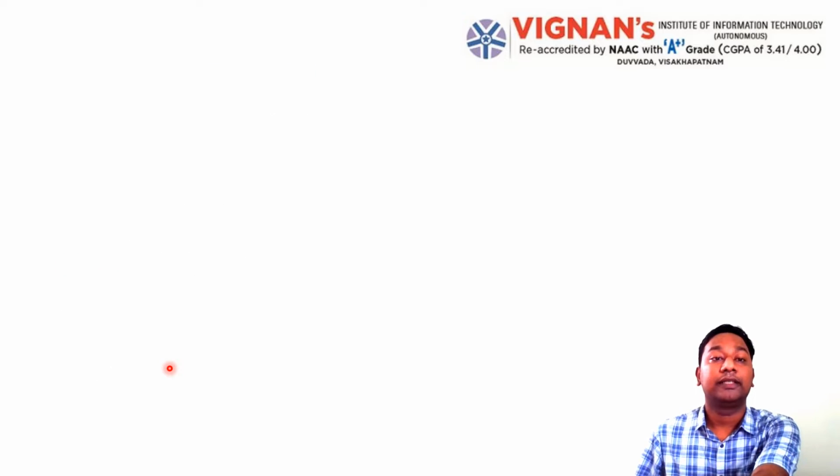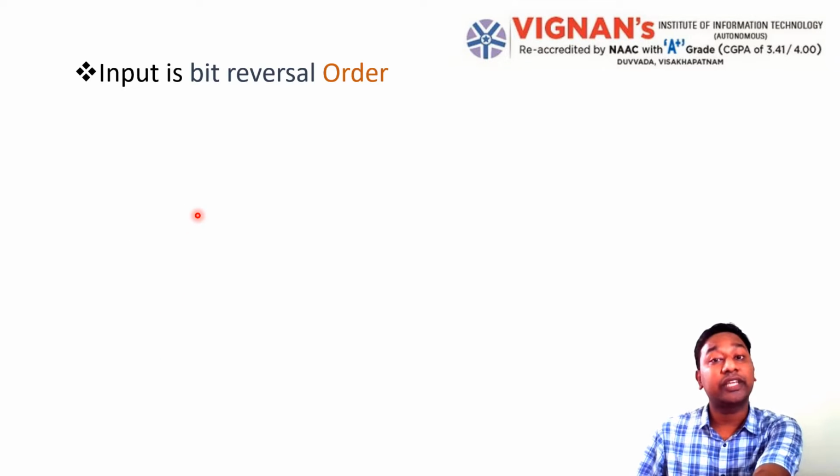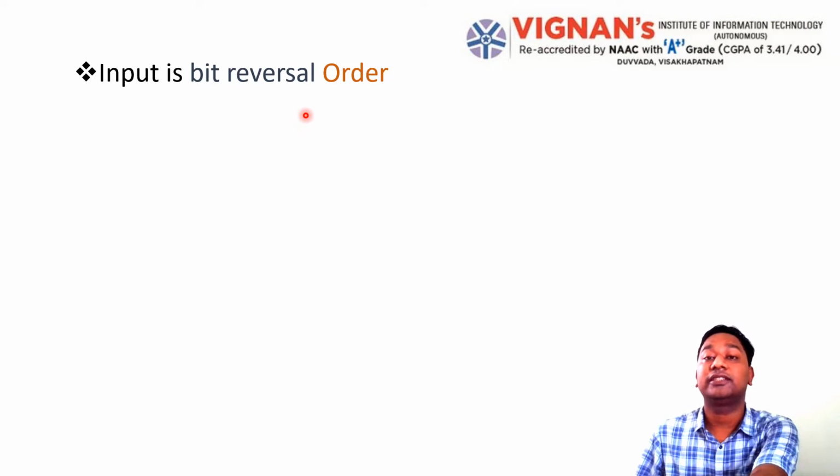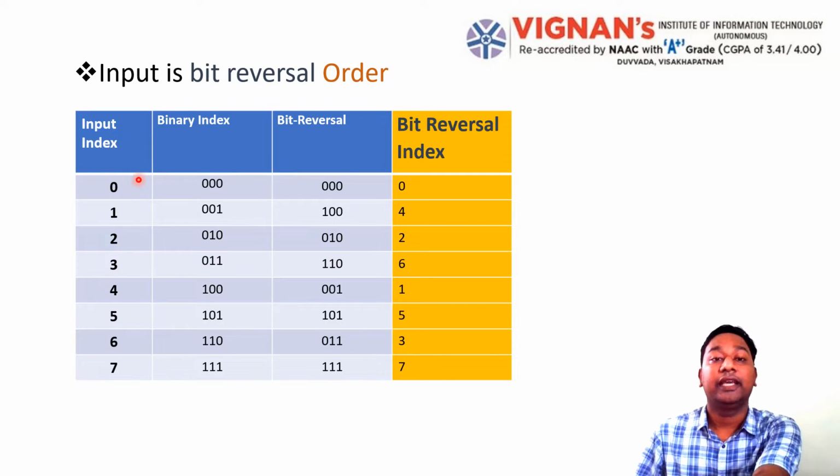Okay, now see the input. In both cases, the input is in bit reversal order. So in the DIT algorithm, whether N equal to 4, N equal to 8 or N equal to 16, the input is always in bit reversal order and the output is in natural order. Now here N equal to 8, so the input indices are 0, 1, 2, 3, 4, 5, 6 and 7. What is the binary index of 0? That is 0, 0, 0. If we reverse it, the bit reversal value is also 0, 0, 0. So the bit reversal index value is 0.